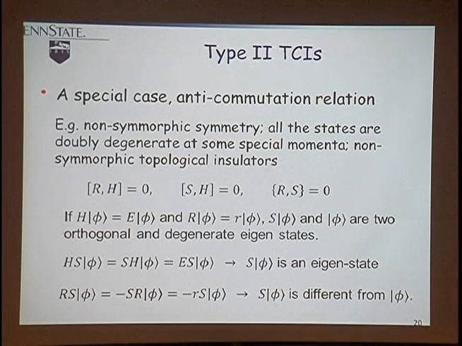Here is a very simple assumption: there are two operators which commute with the Hamiltonian because they are symmetry operators, but they anti-commute with each other. It's very easy to show that when you look at the eigenstates of the Hamiltonian, all the states will be double degenerate. Here is the simple proof.